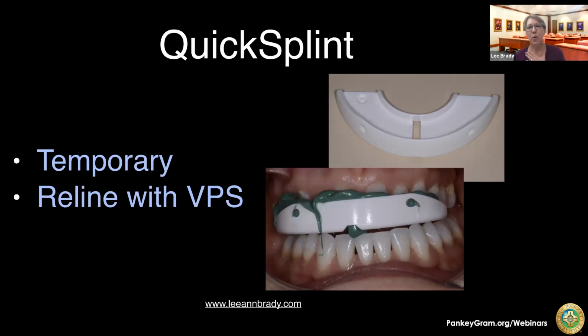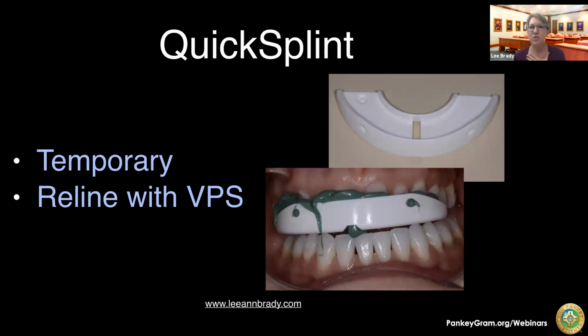And so what we'd like when we do this is the patient has even or symmetric contact right and left of the midline, but no posterior teeth come into occlusion with the plastic shell after it's relined. So just from canine to canine.